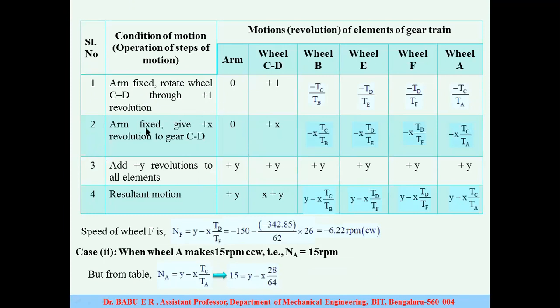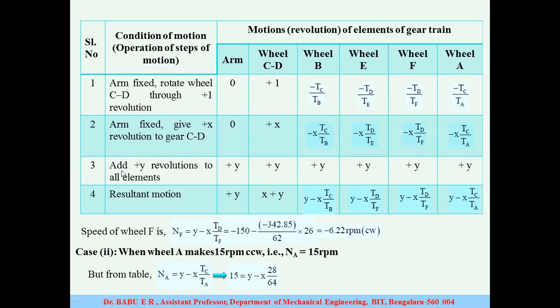Now go to the second step. RM is fixed. Give +X revolution to the gear C. So very simple. Multiply the first row by X and write it in the second row. Multiply by X, 0. Multiply by X, you will get +X. So minus TC by TB into X, minus TD by TE into X, minus TD by TF into X, minus TC by TA into X. So you got the second row.